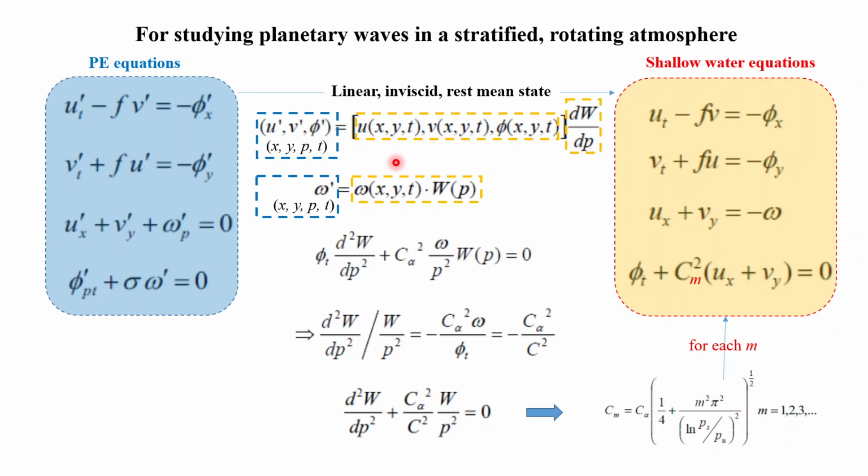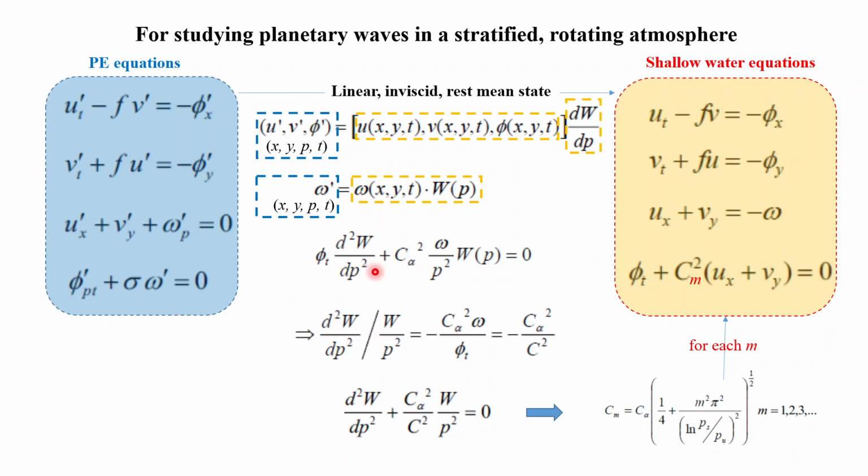Okay. Once you make this separation between horizontal and vertical component, then you can substitute this into the P equations, and then you can obtain the horizontal part. Here the horizontal momentum and the continuity, the two U and V momentum equations are functions of x, y only. There's no dependence in P. And then the dependence in P here comes from the thermodynamic equations.